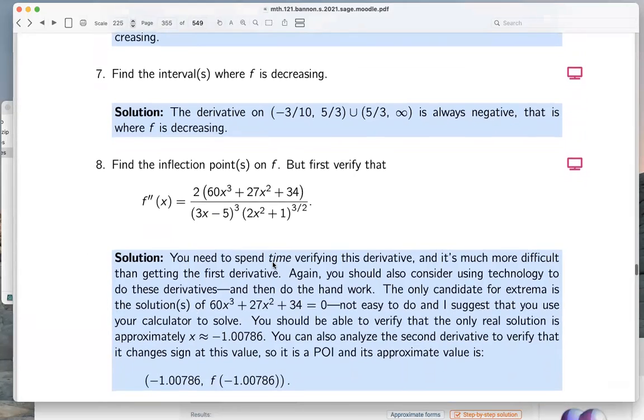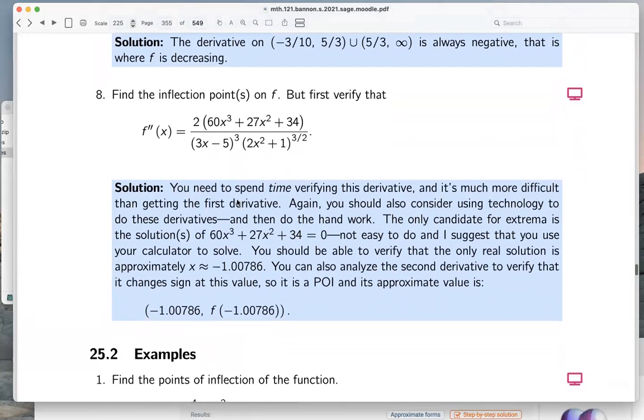Let's go back over here. Sage said everything's complex. Wolfram said everything's complex. Let's read this. You need to find verifying this derivative, and it's much more difficult than getting the first derivative. There's no doubt about it. Again, you should also consider using technology to use derivatives. We've done that. We've got through that. We did the handwork too. What's the problem with the handwork? It was really difficult to get through.